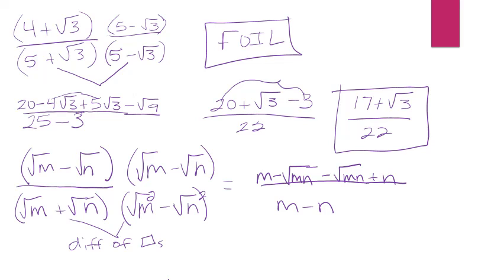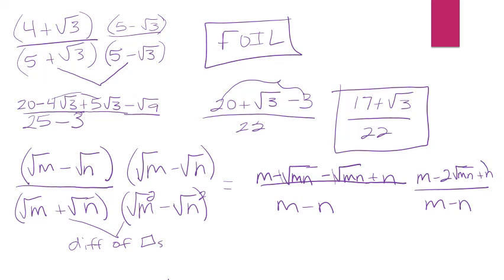And let's look and see how this works out. We can go ahead and put our ones in front of our radicals there, and we have 1 minus 1. So we have m minus 2 square root of mn plus n over m minus n. And that's how it works.